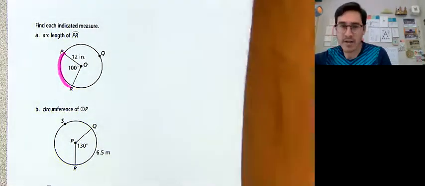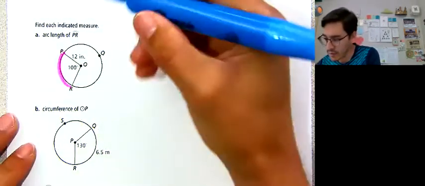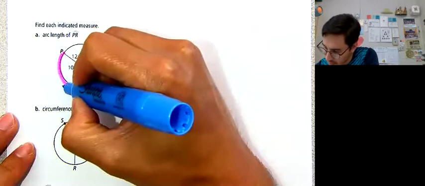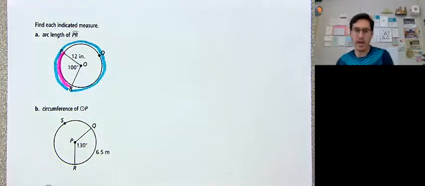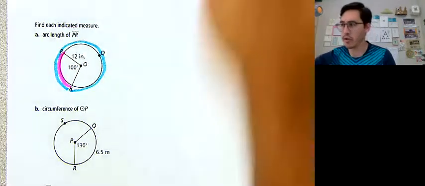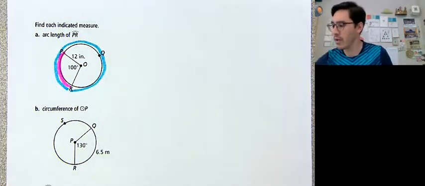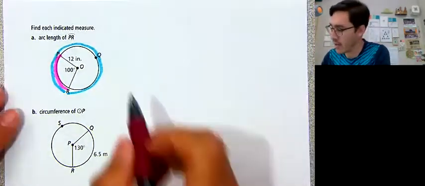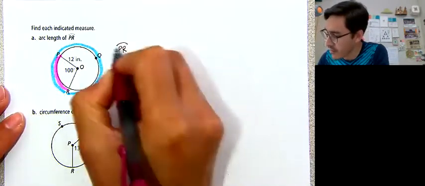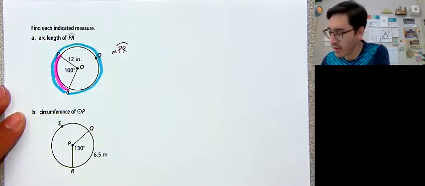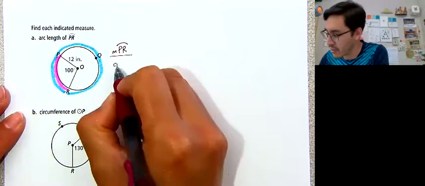Now, I just mentioned that that is a portion or a fraction of the whole circumference. So for the whole circumference, let's go from R all the way around back to R again, right? That blue arc that I drew is the circumference, and the pink arc is a portion of it. So let's set up a ratio then. We could write PR, the measure of that arc, is a fraction of the whole circumference.